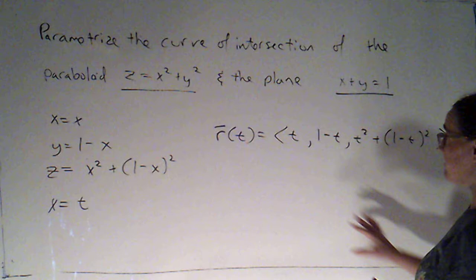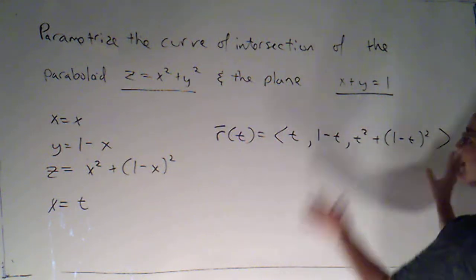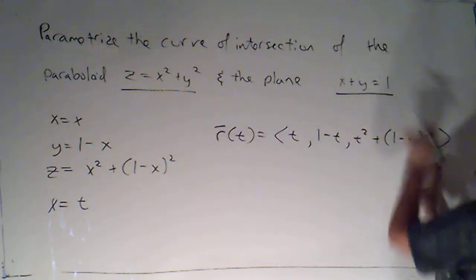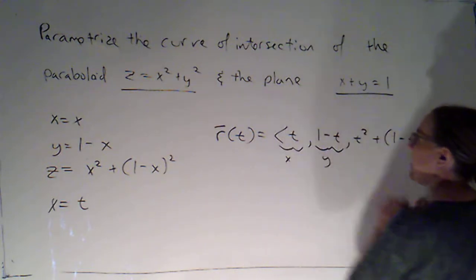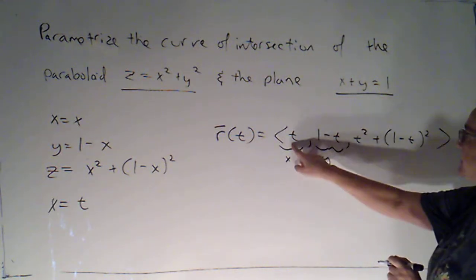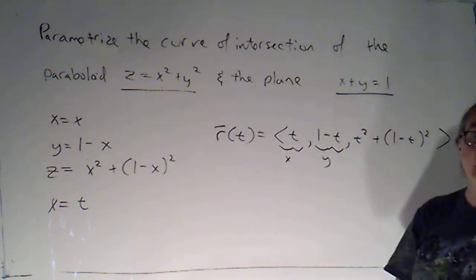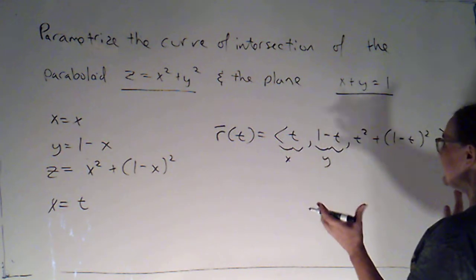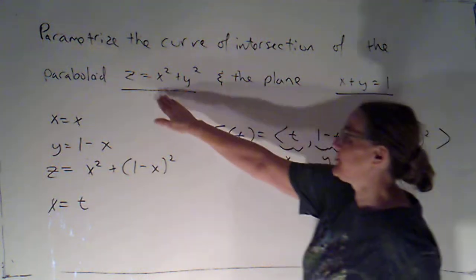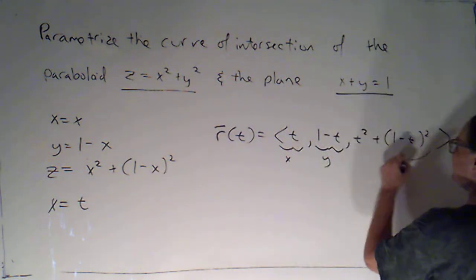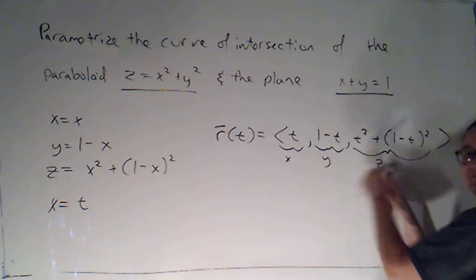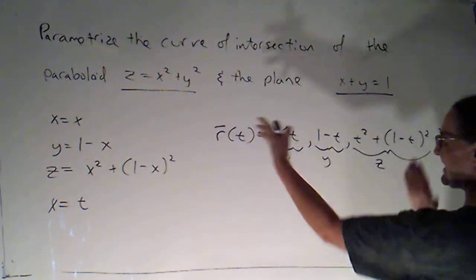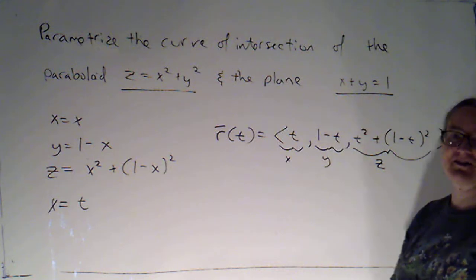I can see, by the way, from this equation that the entire curve lies on this plane, because that's the x value and that's the y value. And if I add them together, t plus 1 minus t, yep, that does give me 1. I can see that this does lie on the paraboloid, because this is my z value, and notice it is my x value squared plus my y value squared. So I can see a connection between the equations.